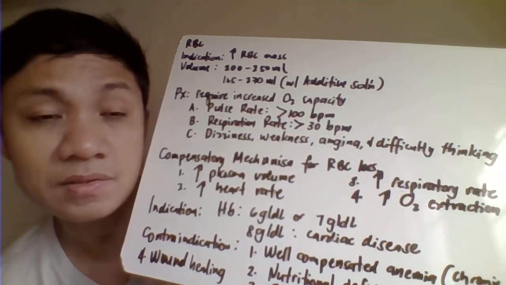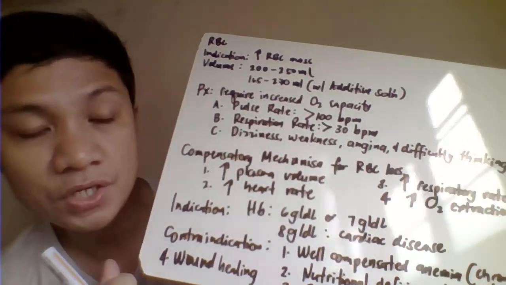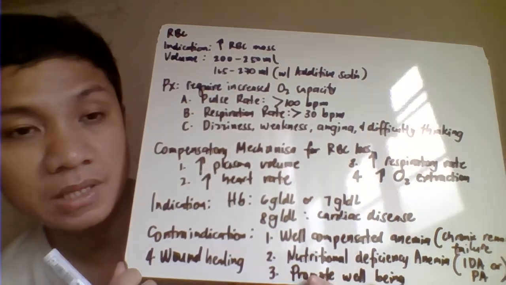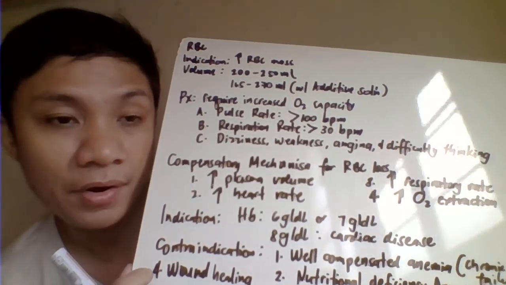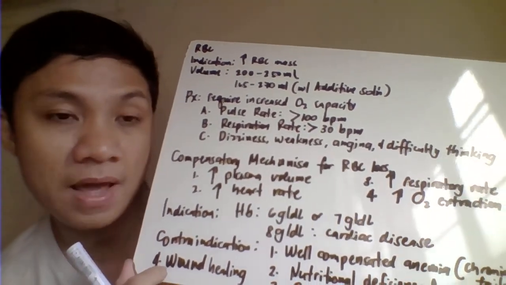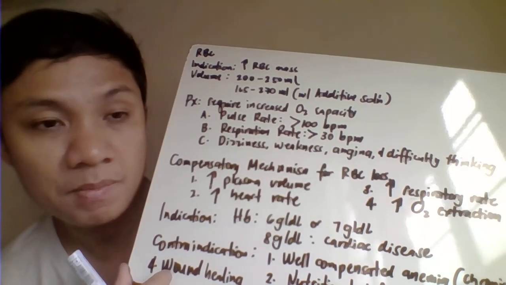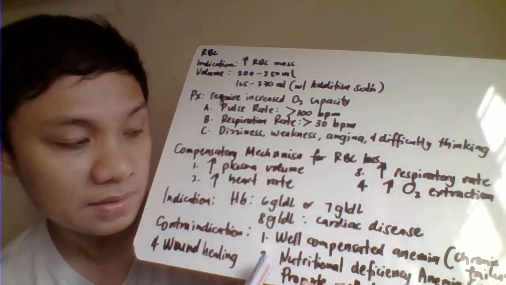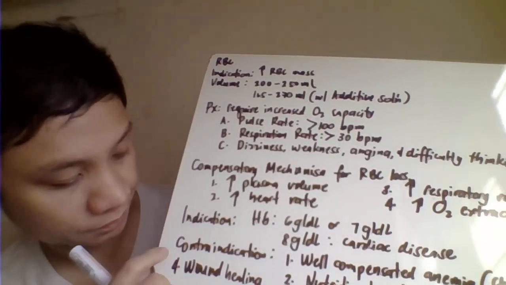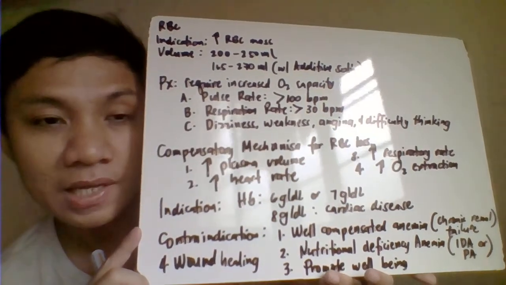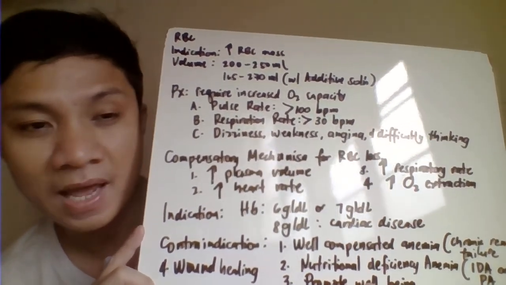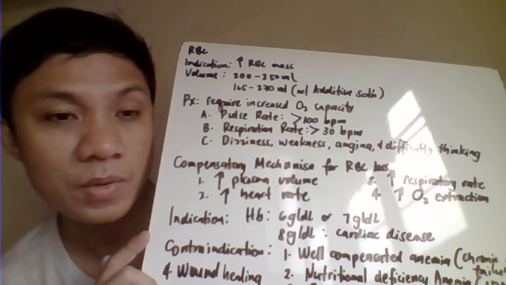But I think the consensus committee of the blood transfusion requires that one to be 7 grams per dL. And for those patients having a cardiac problem, they should be given the PRBC when their hemoglobin is 8 grams per dL. Okay, contraindications. So we are not transfusing the PRBC for the following conditions.